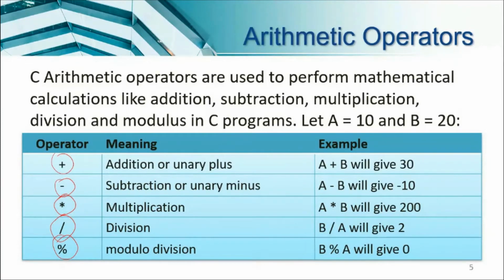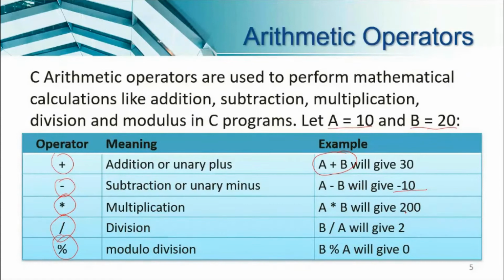In this modulus operation, what we get is the remainder of that particular division. If it is an addition, it is a plus b. The unary plus and unary minus, I'll say later. In the normal addition, it is a plus b. Let a be 10 and b be 20, so a plus b will give you 30. And a minus b will give you minus 10.